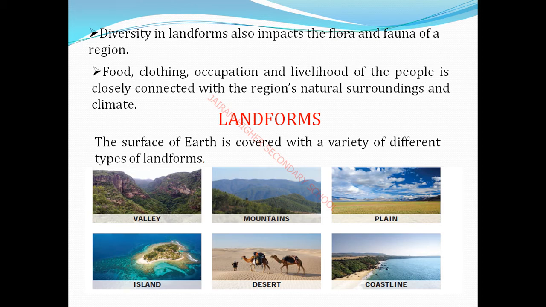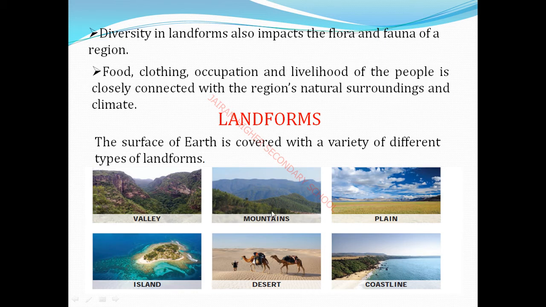The surface of the earth is covered with a variety of different types of landforms, which are given as a picture here, children. You just refer. See here: valley, mountains, plain, island, desert and coastline. What is the meaning of valley? A valley is the low land between two mountains or two hills, which often has a river flowing through it. For example, we can say the Kashmir Valley and the Brahmaputra River Valley.